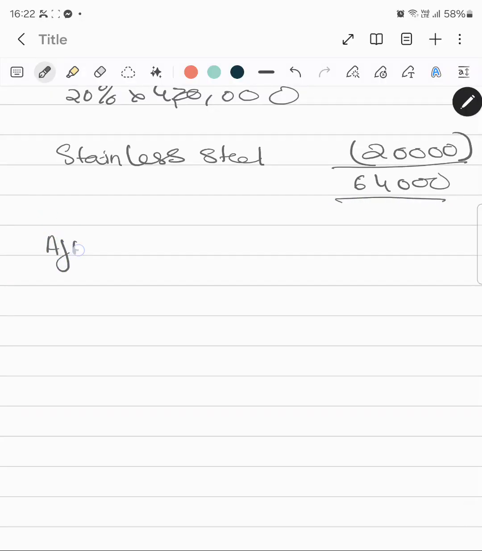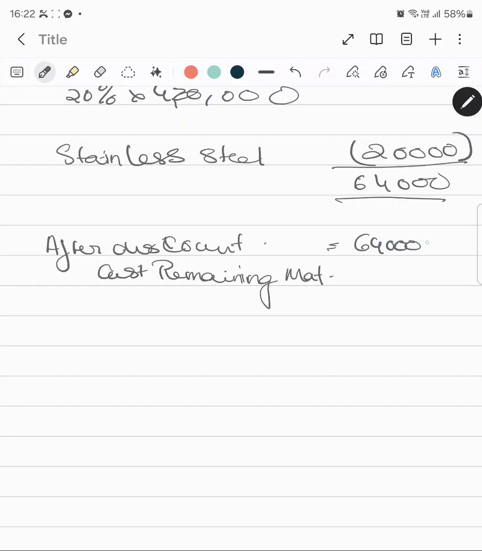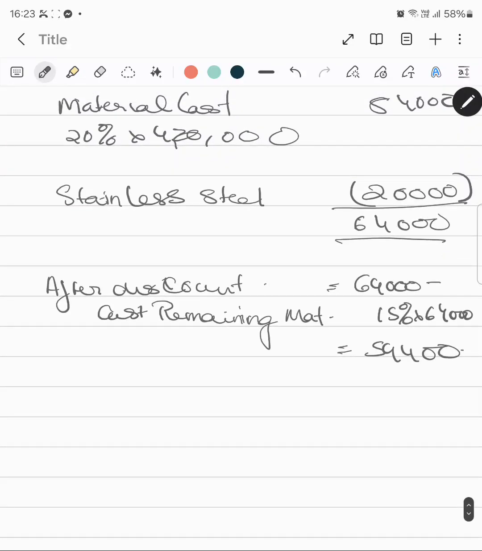So after discount, the cost of the remaining material would be 64,000 minus 15% of 64,000, that is 54,400. Also there is a different kind of material which can be used in place of stainless steel, and that is 25% less.